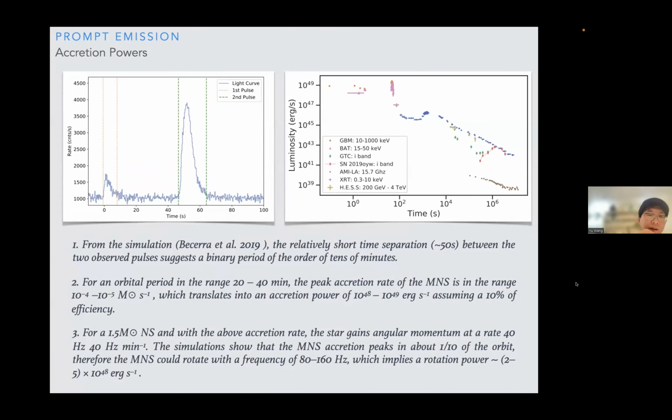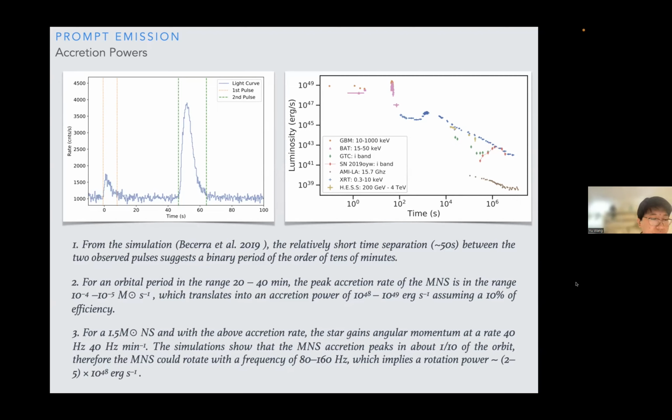So from the simulation, the short time separation, about 40 seconds between the two pulses, suggests a binary period of the order of tens of minutes. This is in agreement with the energy release in the point emission of these two pulses. For an orbital period of 20 to 40 minutes, the peak accretion rate will be about 10^-4 solar mass per second. This translates into an accretion power of 10^49 erg per second, assuming 10% efficiency.